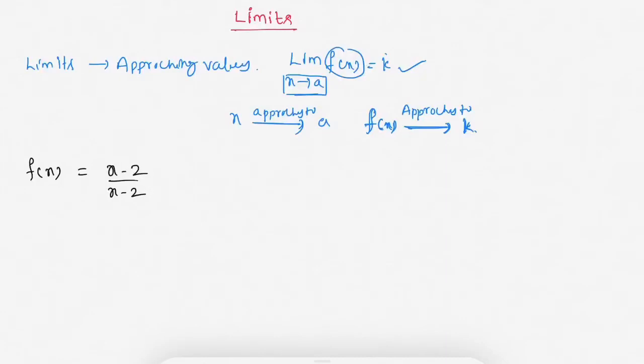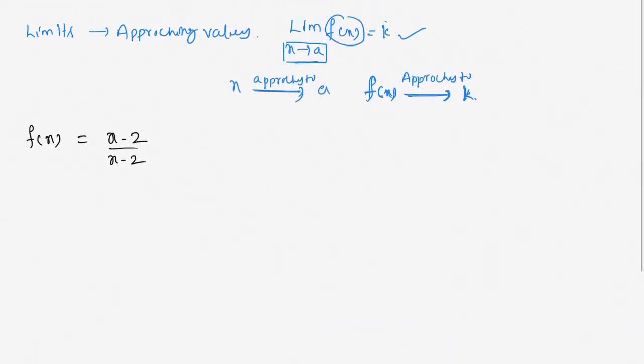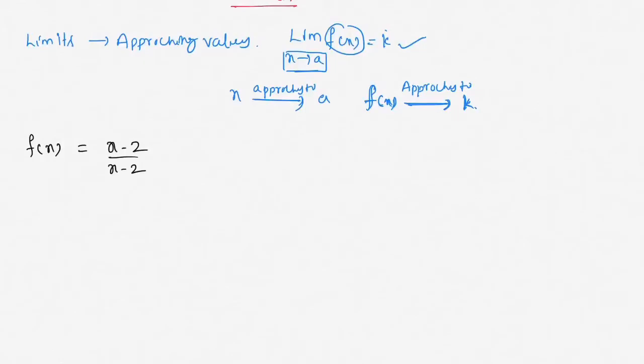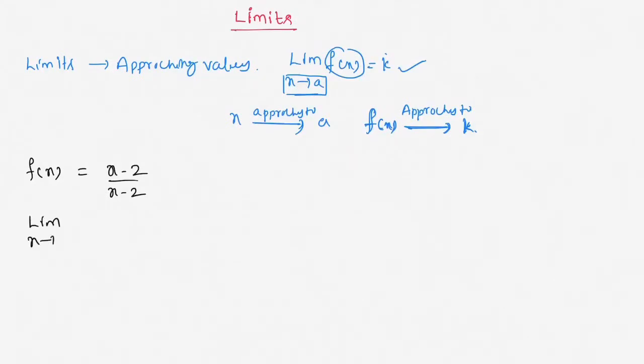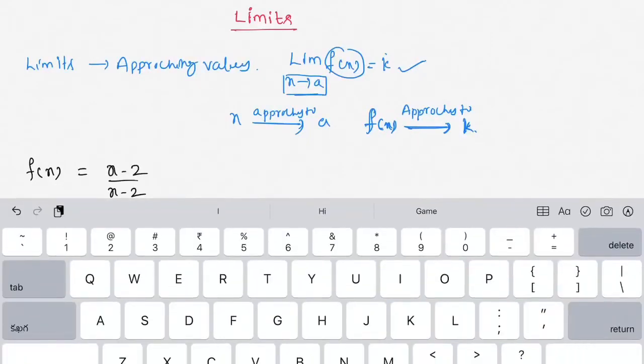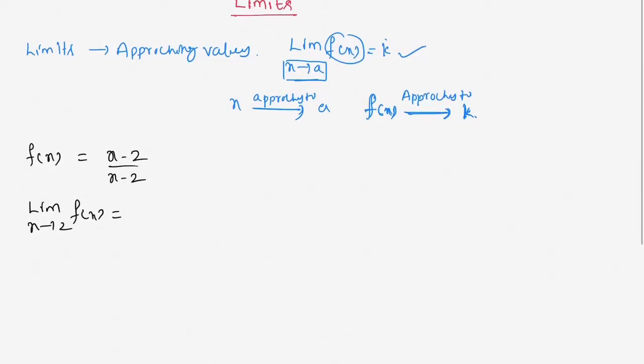So f of x equals x minus 2 by x minus 2, which means first you have to define the function to solve the limits. If I want to solve limit x tends to 2 of f of x, how can I solve it, we'll see. First I have to define the function, which means I have to find the domain of the function.